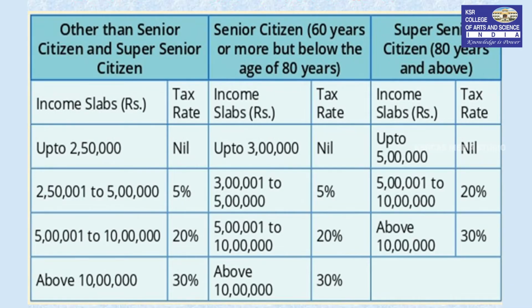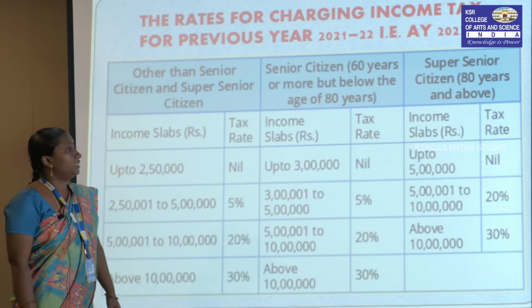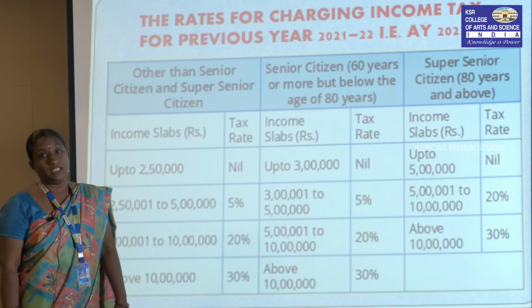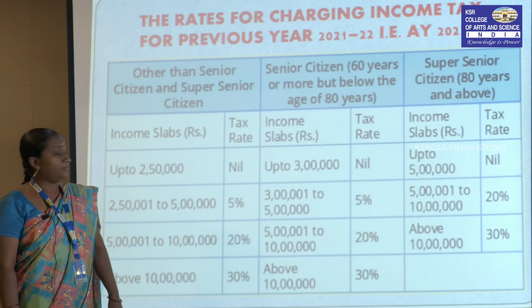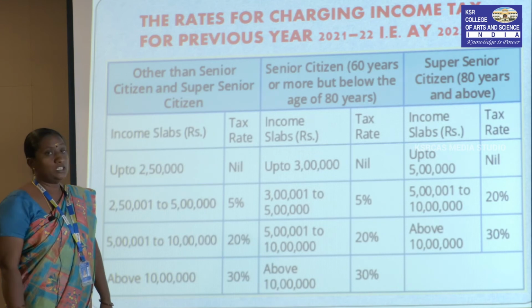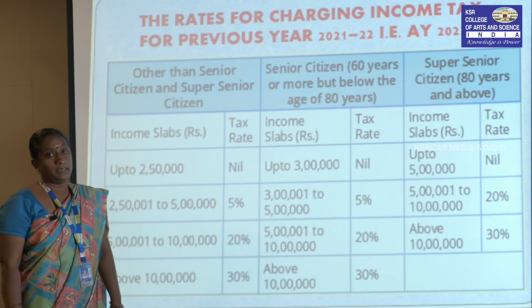Slab rate for tax liability. For an individual below 60 years, the slab rate is: up to 2,50,000 nil, then 2,50,000 to 5 lakh 5%, then 5 lakh to 10 lakh 20%, then more than 10 lakh 30%.